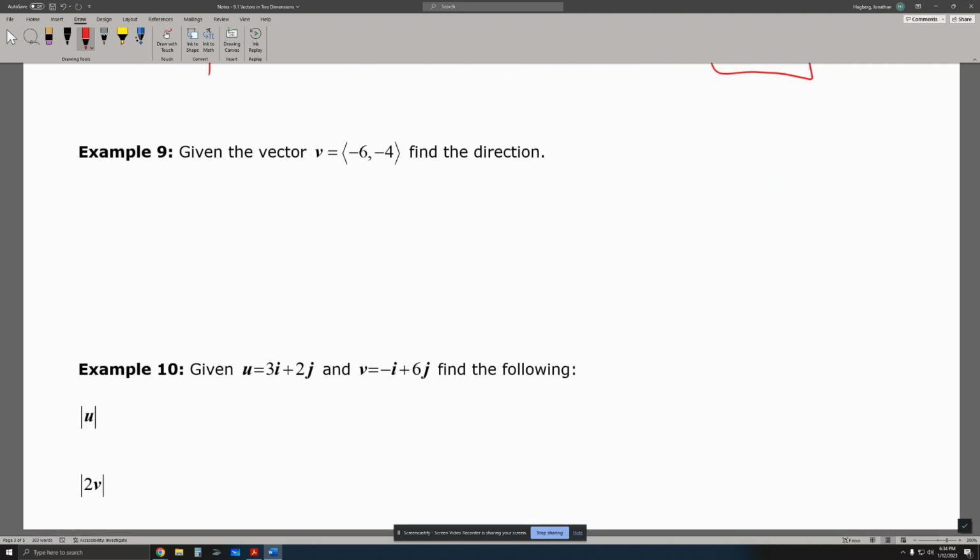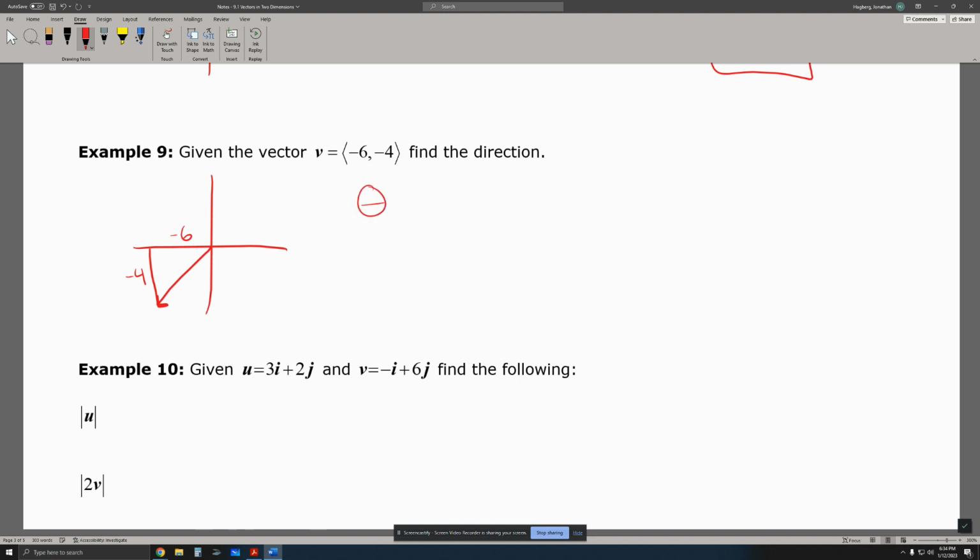All right? Example 9. Given the vector v, find the direction. So here we have it in component form. So we have a negative x and a negative y. So we have negative 6, negative 4. I'm going to go ahead and draw that arrowhead. This is a vector. So we have negative 6, negative 4.